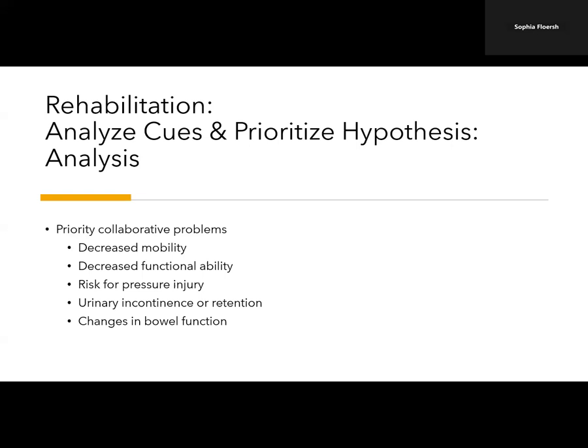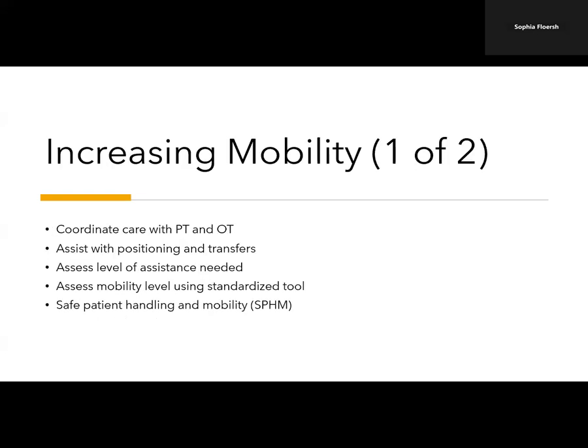Risk for pressure injury, making sure that we're turning them and making sure that they're moving. Urinary incontinence or retention, and changes in bowel function. So once again, I've assessed, I see that these are the problems. Now with this information, I need to start hypothesizing what I need to do to fix each of these problems. So once again, increasing mobility: coordinate care with physical therapy and occupational therapy. If you know that your patient struggles to walk, I'm going to go with physical therapy so I can see the best idea of what to do next.